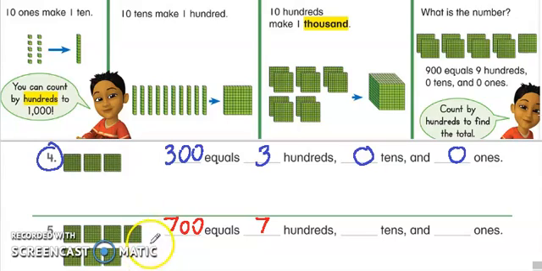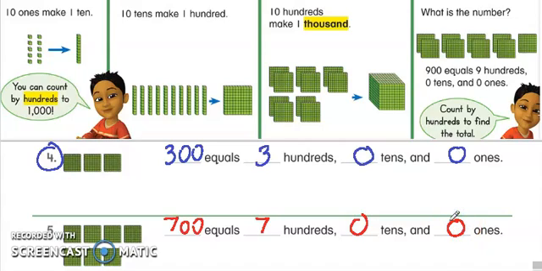How many tens? Again, I don't see any tens, so I am going to write 0. How many ones do I see? Again, this is what the ones look like. I don't see any, so I am going to write just 0.